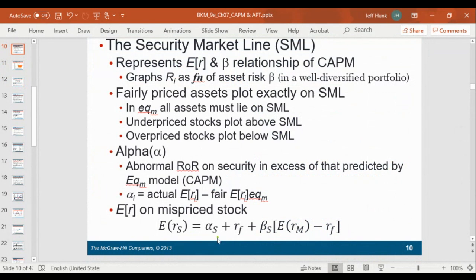Again, if it is not mispriced, then alpha would be 0, right? So alpha can be, oh, yeah, this is not either.